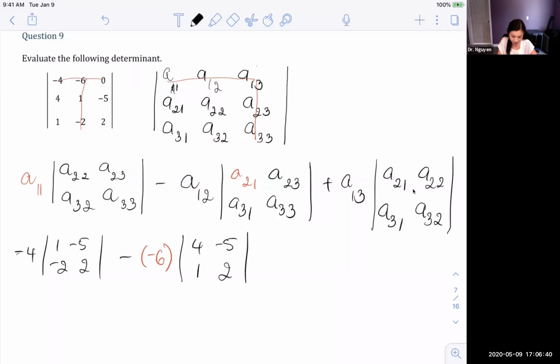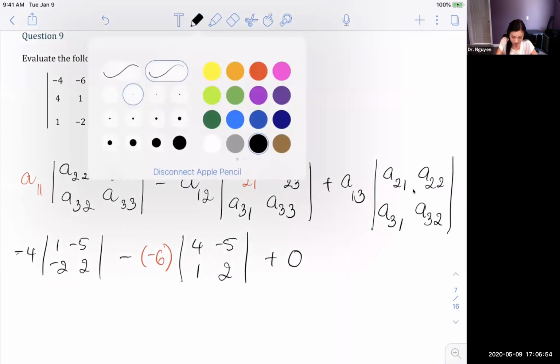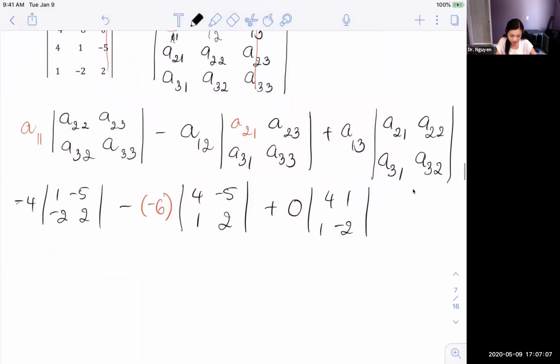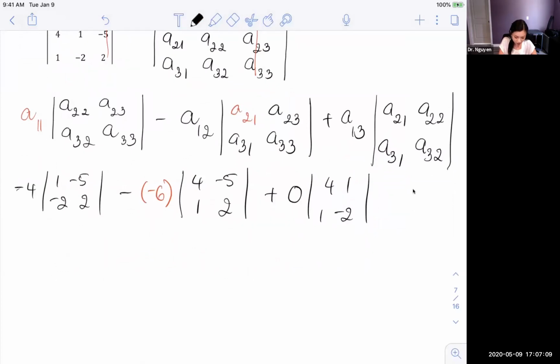And then the last one, I know it's kind of silly, but I'm just going to do it anyway, because when you multiply by 0, you're going to end up with 0. But anyway, I still want to do it to make sure that you understand the problem. So for 0, we cross this one, we cross that one. So I'm going to end up with 0, and then the determinant of 4, 1, 1, -2. Okay, and now we'll just find the determinant. Be very careful with calculation, okay?